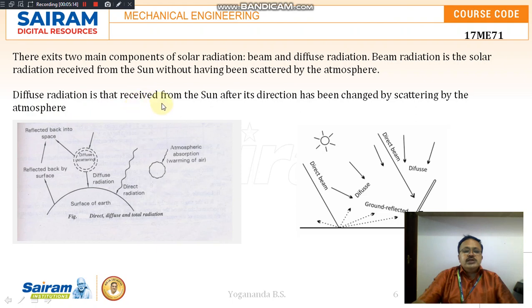Whereas diffuse radiation is the one that is received from the sun after its direction has been changed by scattering by the atmosphere. So we have the diffuse radiation. The direct beam is received by some solar radiation equipment. So this is the beam radiation. The sun beam which gets scattered by the atmosphere at different angles and then is received by the solar radiation equipment will be the diffuse radiation.